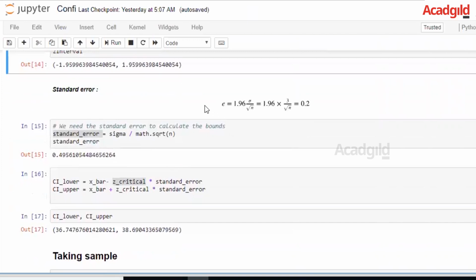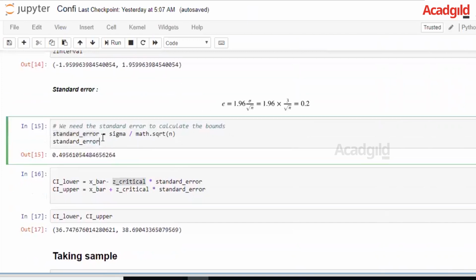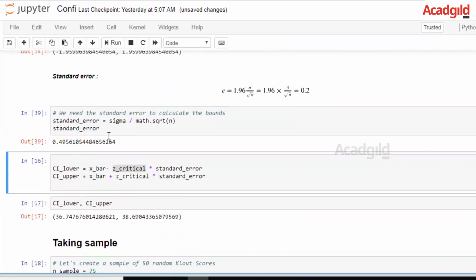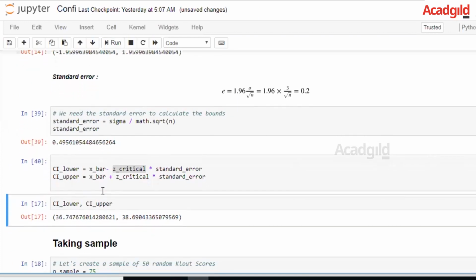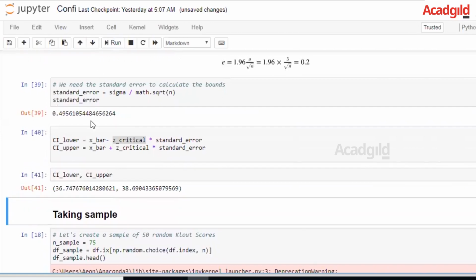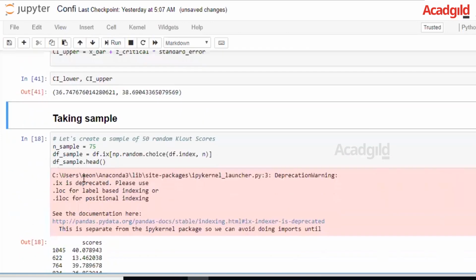So this is the standard error, represented as the z critical value times sigma by root of n, which comes to 0.916. So I have done the same thing, finding out the upper limit and the lower limit of our data set. This gives us the values.